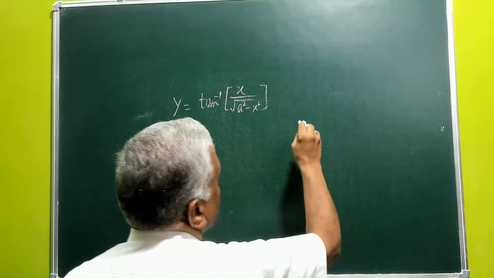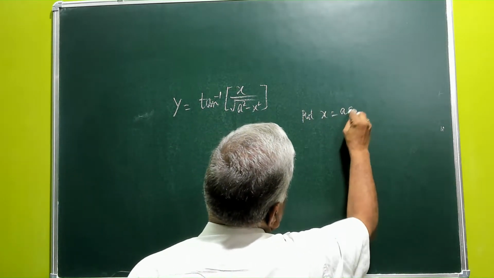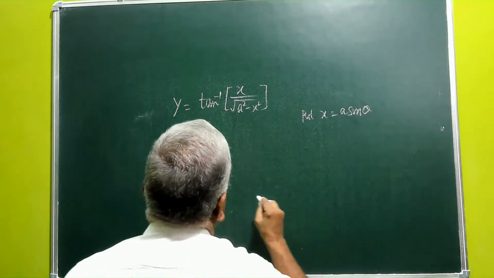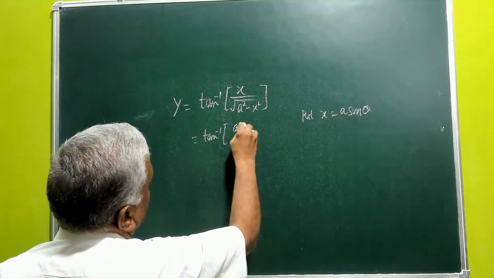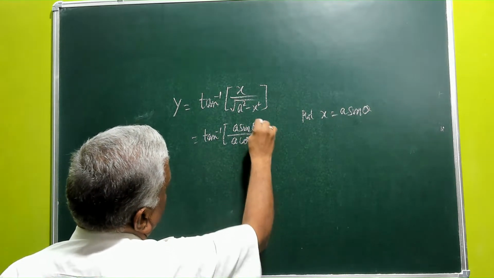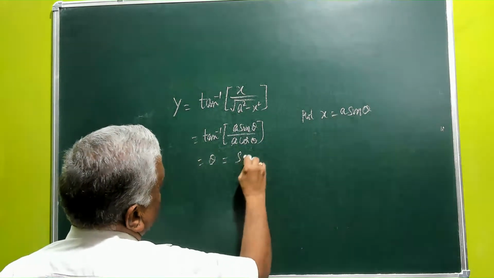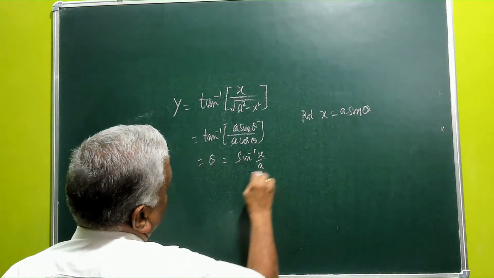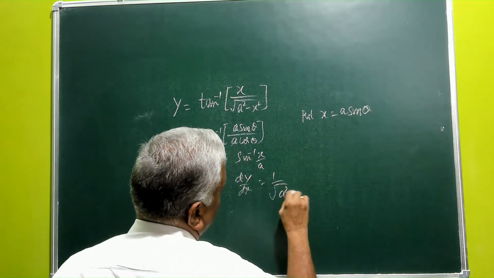For this set of problems, the moment you see a square minus x square, put x is equal to a sin theta. So what do you get? Tan inverse of a sin theta over a cos theta, that is equal to theta. Theta is sin inverse x by a. Therefore dy by dx is equal to 1 over root of a square minus x square.